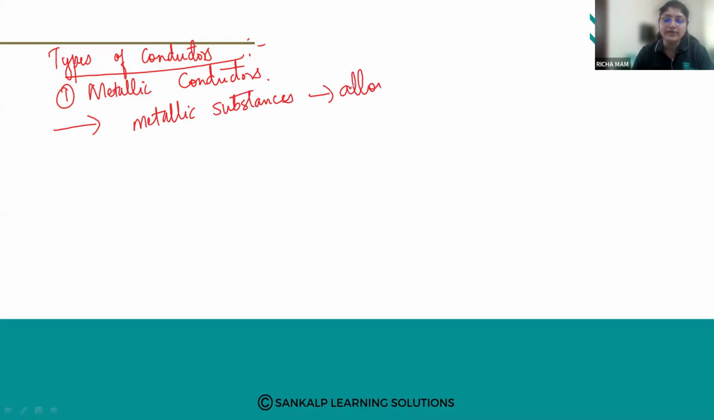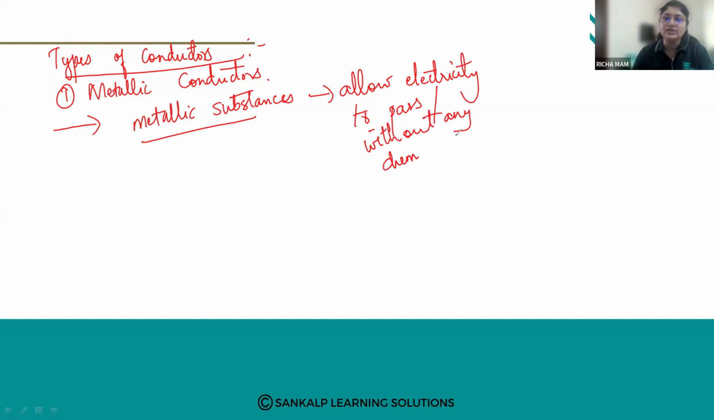First one is metallic conductor. Metallic conductor means what? These are the metallic substances, which allow electricity to pass through them without undergoing any chemical change. So metallic substances which allow electricity to pass through them without any chemical change.